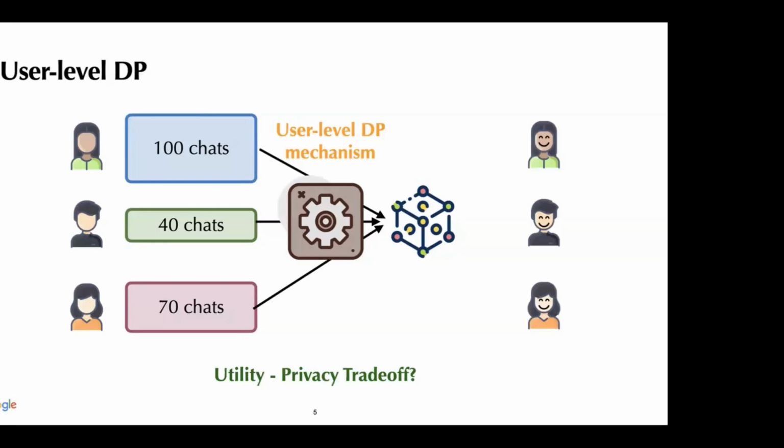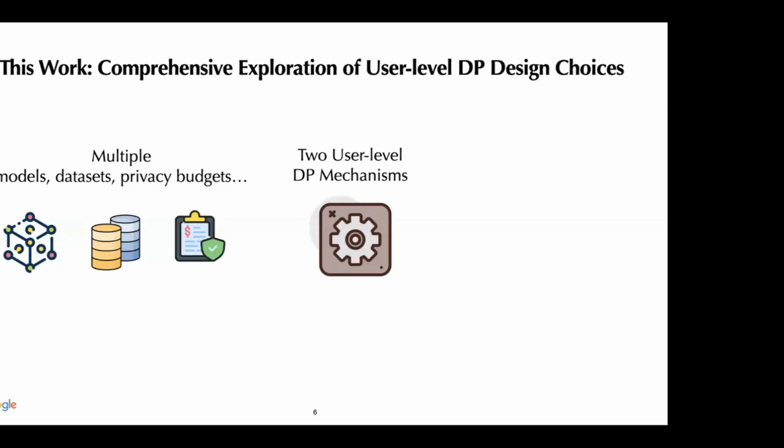But something we need to always think about in the DP mechanism is that there is also always an inherent trade-off between utility and privacy. So in this work, we try to do a comprehensive evaluation of user-level DP design choices in fine-tuning large language models. Basically, we consider various models, datasets, and privacy budgets. We try out different user-level DP mechanisms, and we also try various data selection strategies. In a few slides, we will see why the data selection strategies are very relevant here. And then we reach some conclusions.